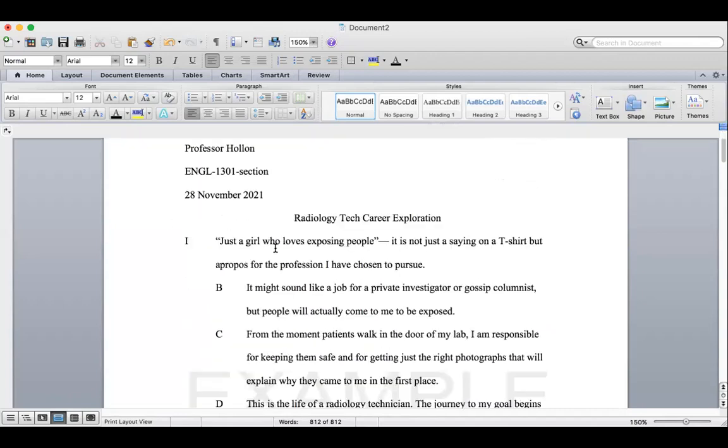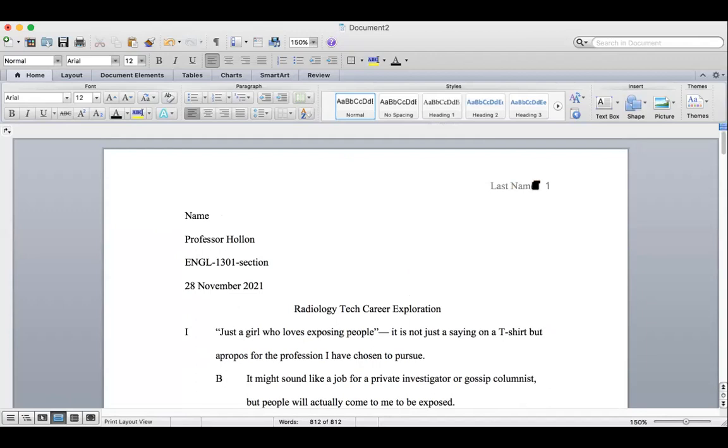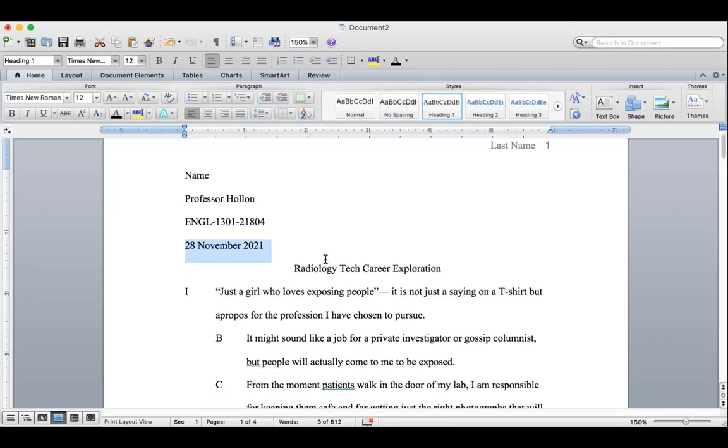Make sure that you insert your page number and then put your last name right before the page number. If you're in the 2 o'clock class, your section is 21803. If you are in the 3:30 class, it's 21804. Make sure that you put the date that it's due, which is the 28th of November. Make sure that you check those announcements periodically. All of the due dates are there.